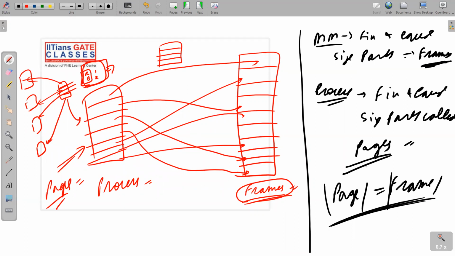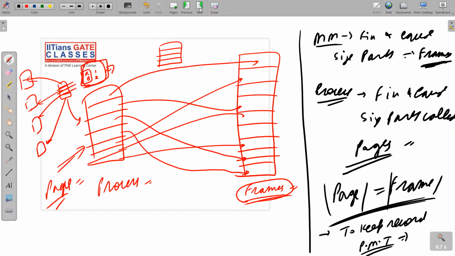Now we have to keep a record of which page goes to which frame. For that we have the page map table. You can write down: to keep a record of which page goes to which frame, we have the page map table. Each process will have its own page map table. If we have, say, 10 processes in main memory, each and every process will have its own page map table. It is a very important point, so please write it down.